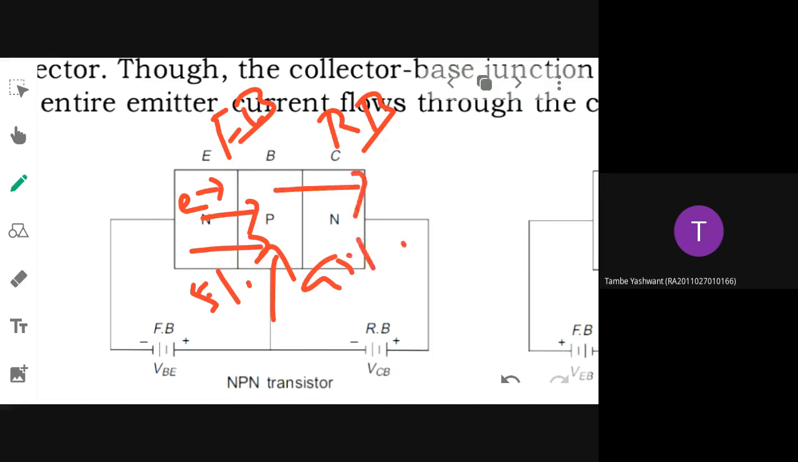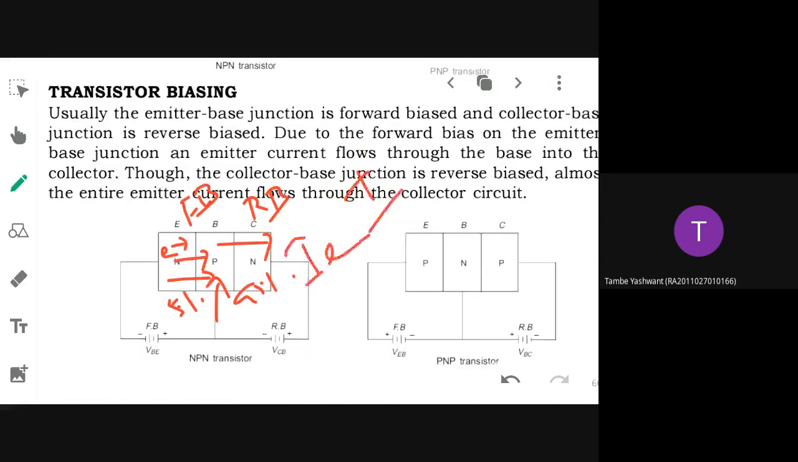Because of this, you will have emitter current, base current, and collector current. Out of these three currents, which current will be less or minimal?